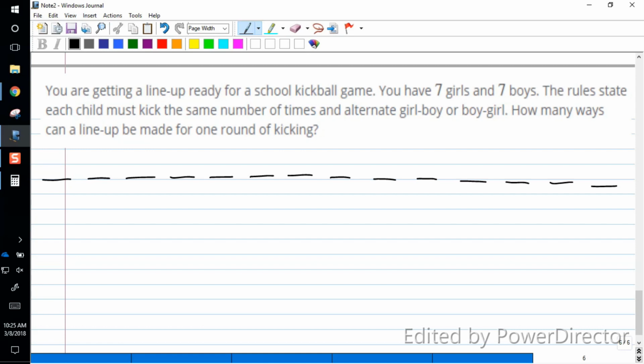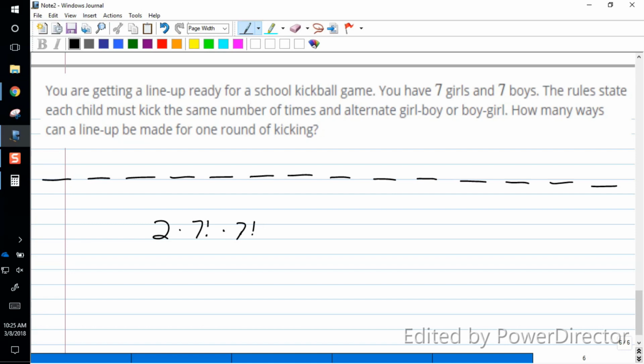Yeah, did you figure out a way to put it in? I figured out how to do it. 2 times 7 factorial. Line up either girl, boy, or boy, girl. You got 2 ways to line them up. There's 7 different ways in each one. So 7 factorial times 7 factorial. Awesome. So there's the shortcut for that type of problem, however many boys and however many girls you have.